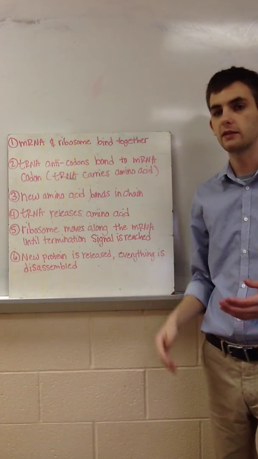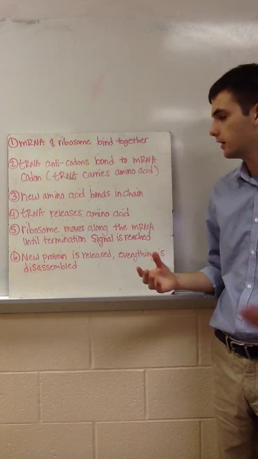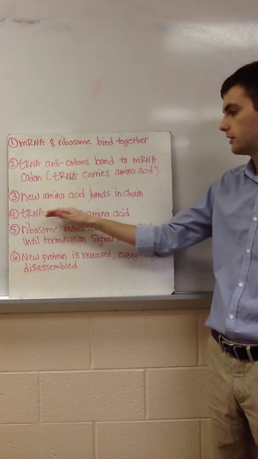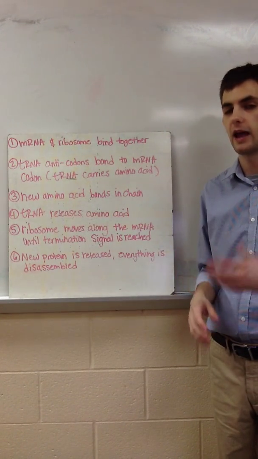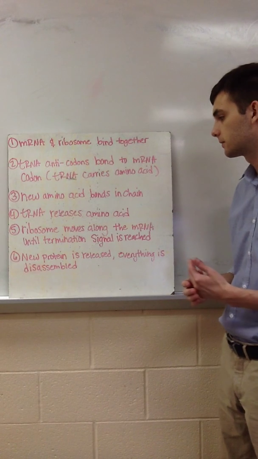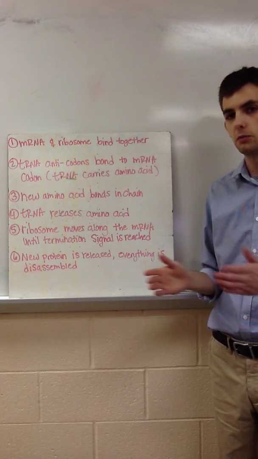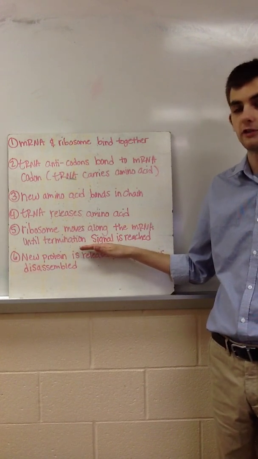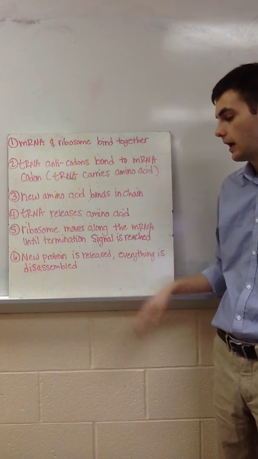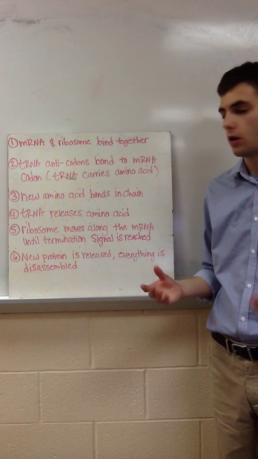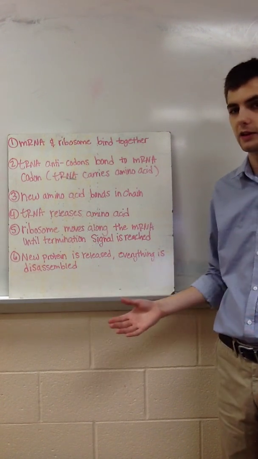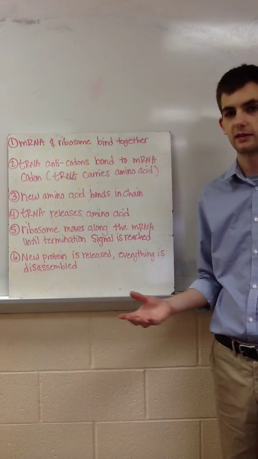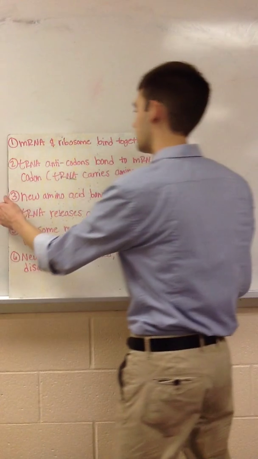Those new amino acids bond together in a chain, and the tRNA will release that amino acid as that amino acid joins the chain. The ribosome will continue to move along the mRNA strand until that termination signal or stop codon is reached. And then the new protein or the polypeptide is released, and everything will disassemble and pull apart.